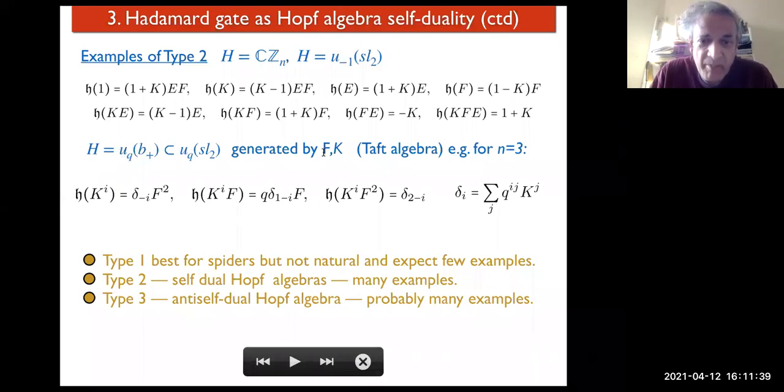If you want a general construction, then you can take the UQB plus, which is just the subalgebra generated by F and K inside UQSL2. So that's also called the Taft algebra. So I've written it out here, what you get for N equals three, but it works the same way in general.